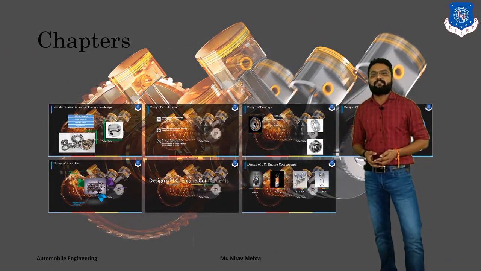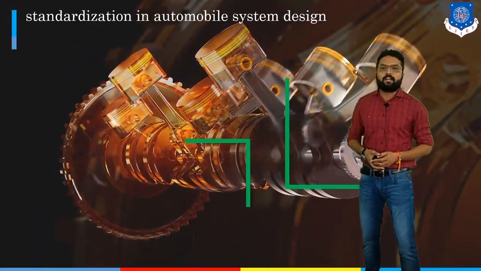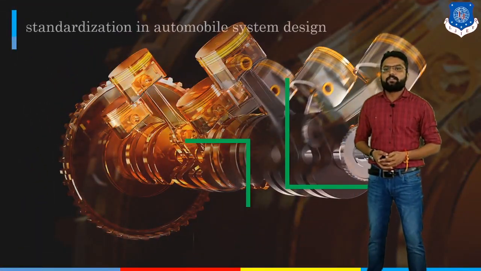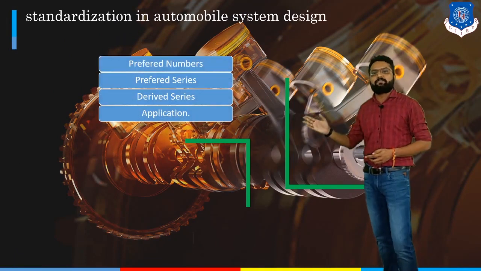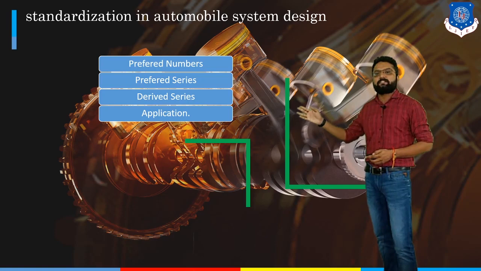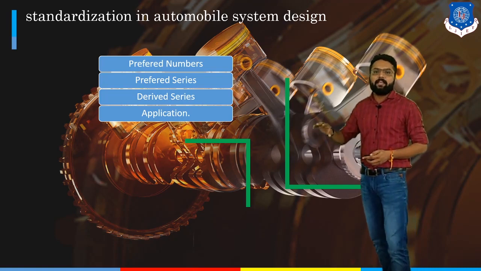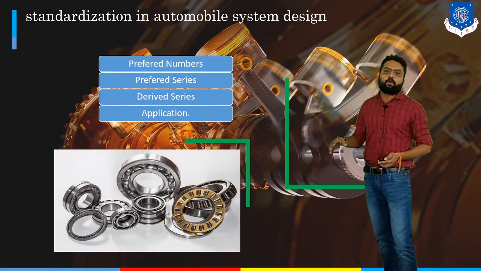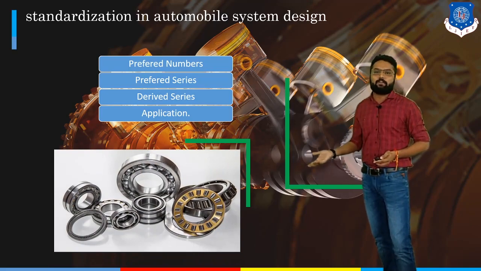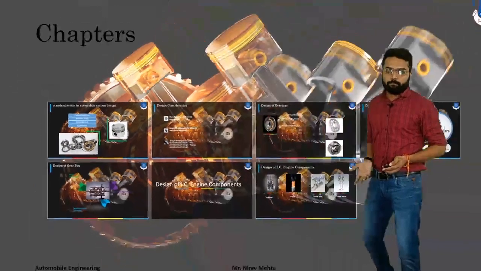So here our first chapter is standardization in automobile system. In standardization in automobile system, we are going to discuss different aspects like preferred number, preferred series, derived series, and its application. What is preferred number, preferred series, derived series? It is mainly going to help in production, as well as production in the case of bearings, or in the case of our piston component, anything.